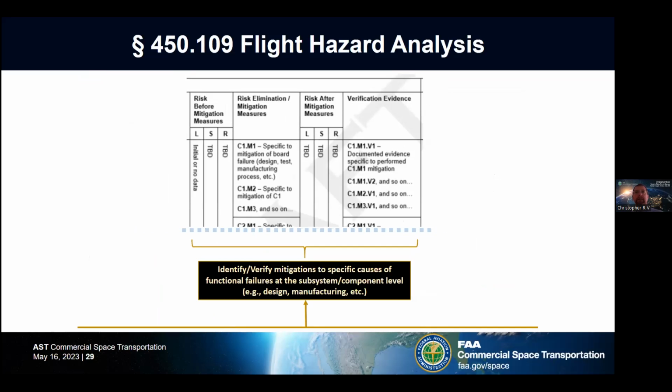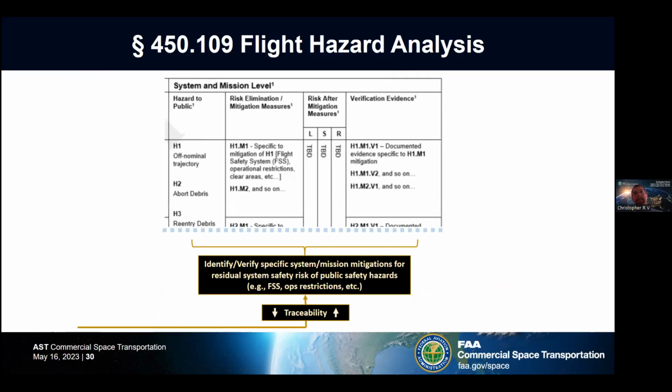Moving into the subsystem component level assessment. And then finally ending in the system mission level mitigations. Again, with traceability throughout the entire analysis.